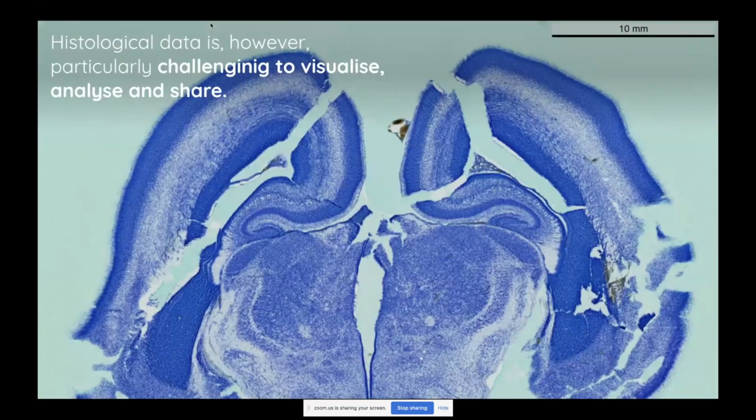However, histological data is particularly challenging to visualize, to analyze and to share. The digitalized images are very large. So the material is fragile, the images are large, and they often require lengthy manual annotation.